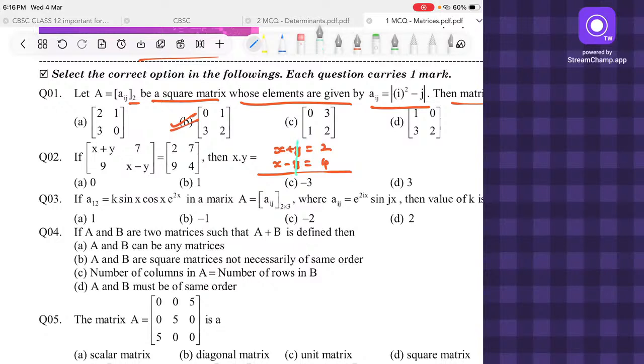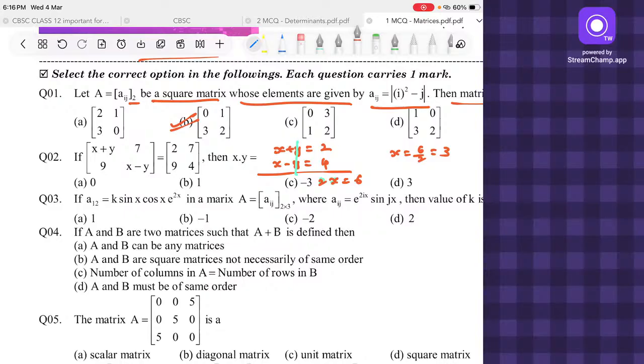If you eliminate this one, x plus x is 2x, that is equal to 2 plus 4, which is 6. Then x value is equal to 6 by 2, equal to 3. X value we get 3. If you want y value, you substitute in any of these equations, you get the y value.